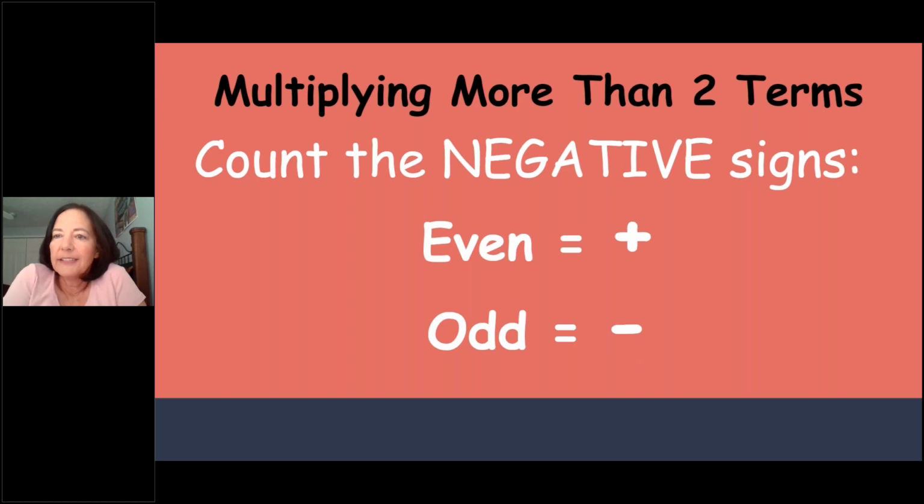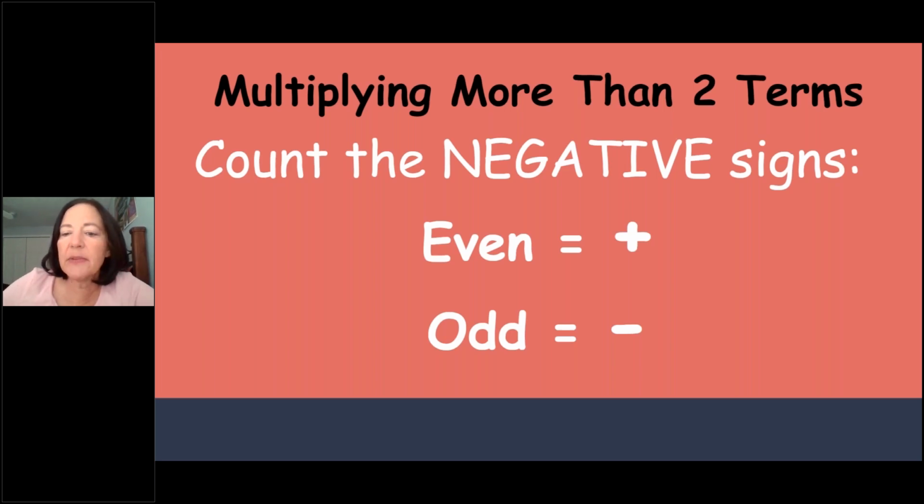Okay, hold on. Okay. So it's going to say multiplying more than two numbers. Then you're going to say count the negative signs. And then even equals positive, odd equals negative.